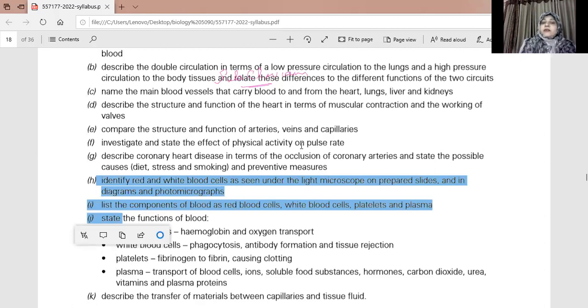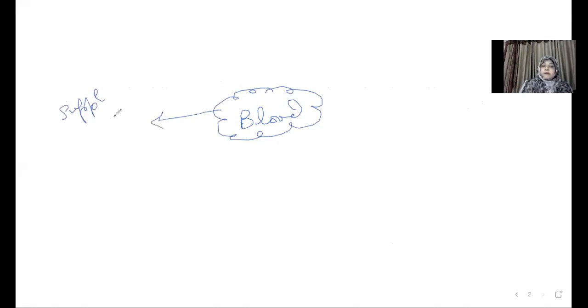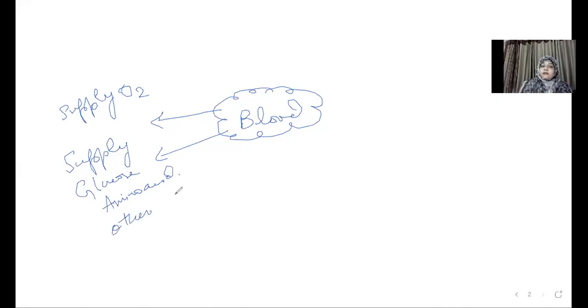Now, students, we have to go through this topic where we have to understand that blood is flowing in the blood vessels, and first of all, we have to know the function of blood. Let me move to the other slide. Blood supplies oxygen, glucose, amino acids, and other useful substances to the organs.